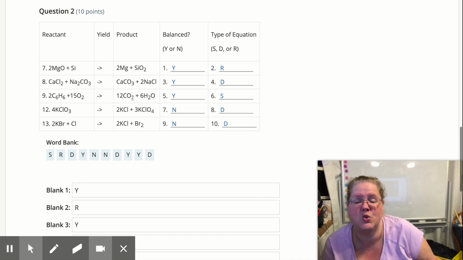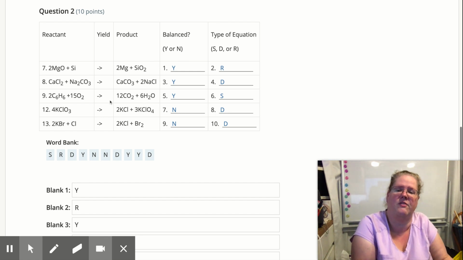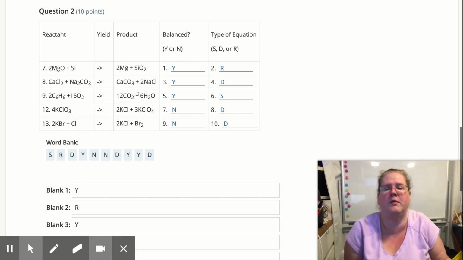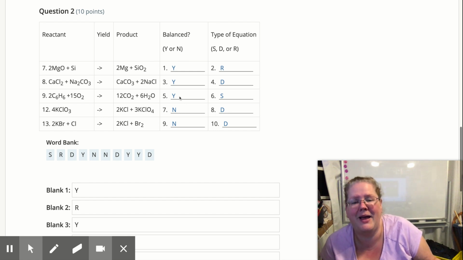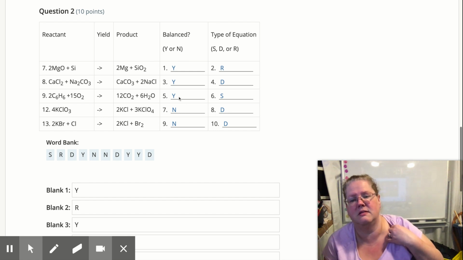12 times 2 is 24 oxygens here, plus 6 times 1 is 6. So 24 plus 6 is 30. Yes, it's balanced. I have 30 oxygens on this side. I have 30 oxygens when I add them together on my product side. It is balanced. It's a synthesis.